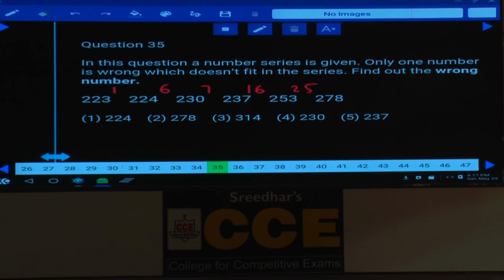Now these are the numbers here: 1, 16 and 25. 1, 16 and 25 can be written as squares. Hence, as it started with 1, plus 1 square, plus 2 square must be how much? 4, 224 plus 4, 228. And if it is 228, 228 plus 9, 237. Does it fit or not? Then it will be 16, then it will be 25. Then what is the wrong number here? 230 is the wrong number and the correct number is 228, choice 4. Now this is about question number 31.